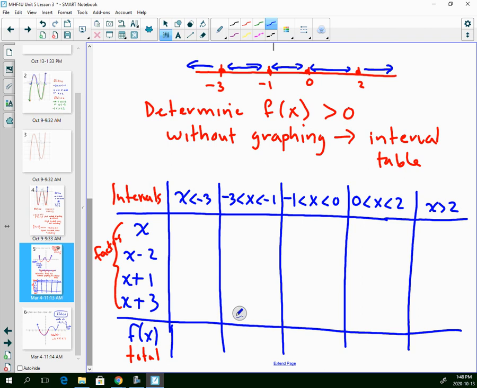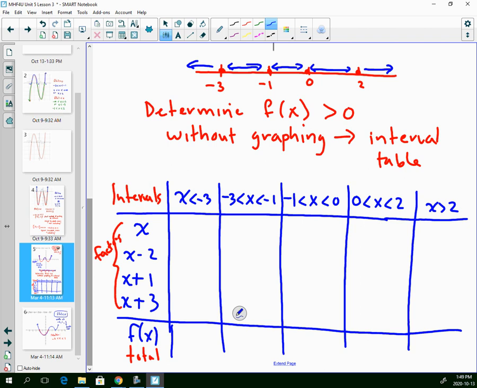In order to check, we do a test value. So we're going to pick a number that is anywhere in that interval. When I check the interval x is less than -3, I want to pick a value that is less than -3, because that value represents all numbers that are less than -3. It doesn't matter what number I pick. I could pick -4, I could pick -10, I could pick -100. Any number that is less than -3. So I'm going to pick -4.